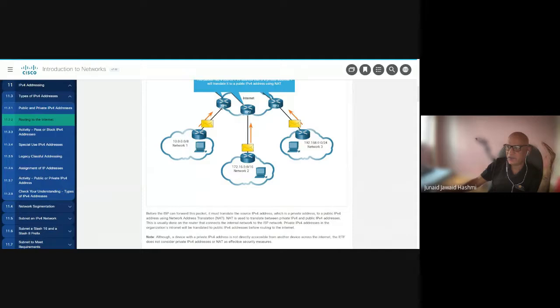So in this case, you have ISP1, ISP2, ISP3, and what NAT does is take the private IP address and convert it into a public IP address. Typically you have a public IP address that is assigned from the ISP, and this is the private IP address, and this needs to be converted or translated into the public IP address.